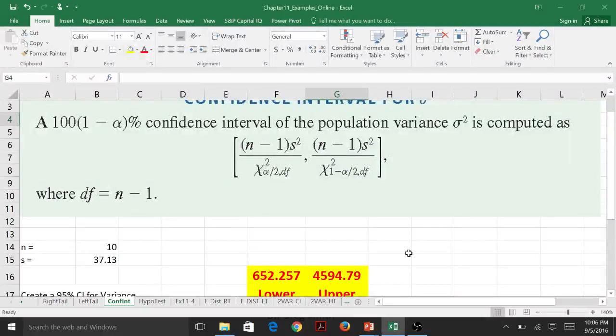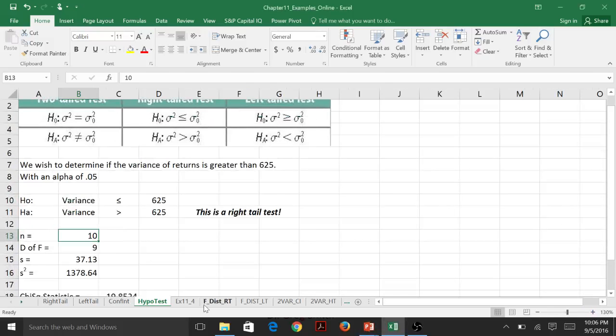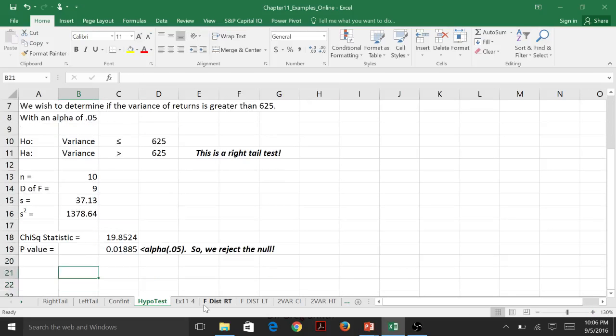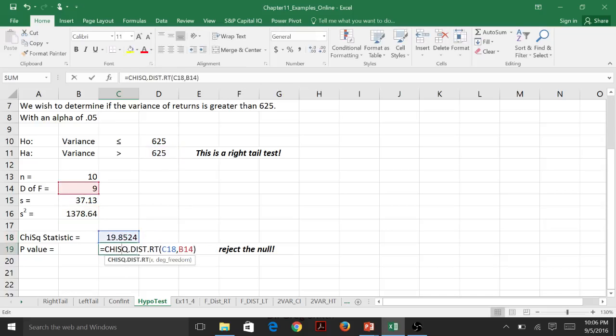Let's take a look at this. So all the work that we just saw being done, here are the values. We want to know for this 625, this is a right tail test, sample size of 10. I'll blow this up a little bit for you. We know the sample variance. We calculated the chi-square statistic by ratioing the value of s squared to sigma squared and multiply by the degrees of freedom. And now I'm going to convert this to a p-value.